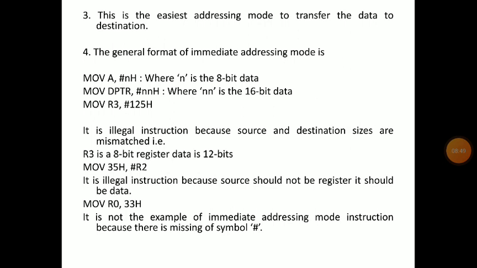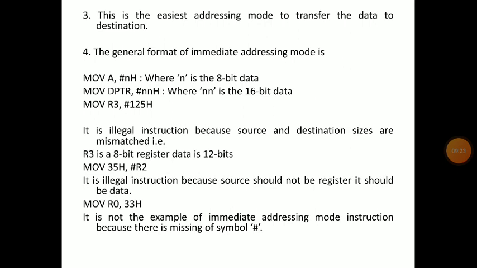Because R3 is a general purpose register and it is an 8-bit register, whereas in the source we have the 125 hexadecimal number, that is a 12-bit binary number. So 8-bit is the destination, 12-bit is the source. So it is a mismatch, right? So that is an illegal instruction.